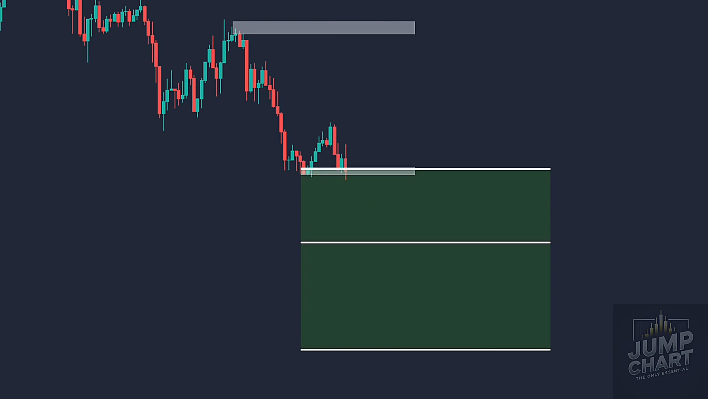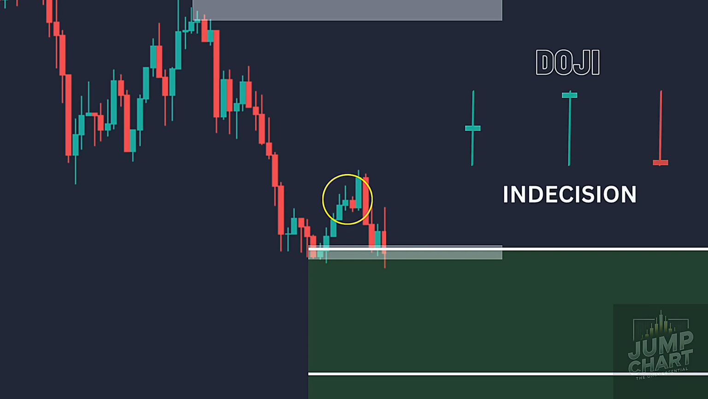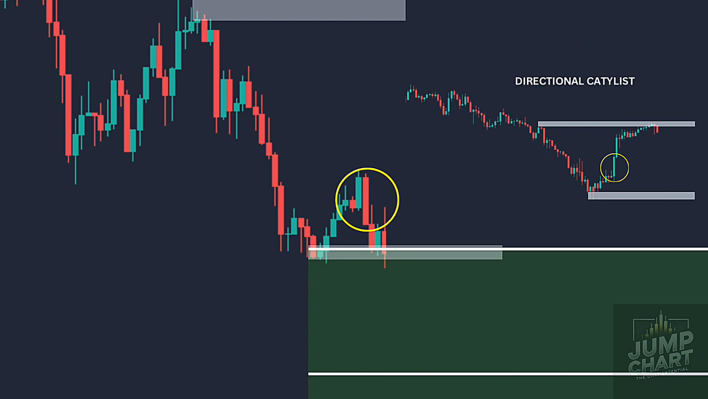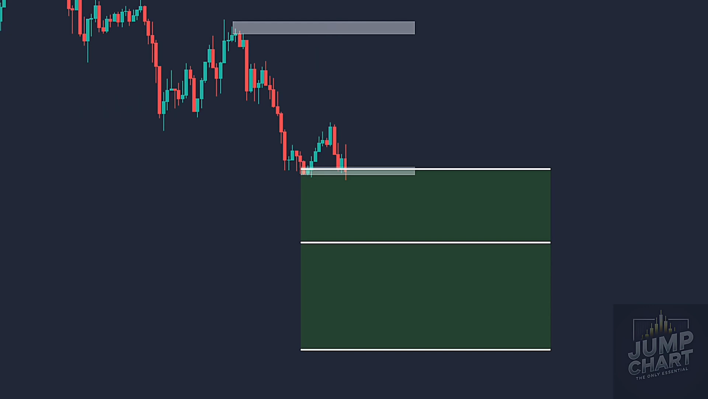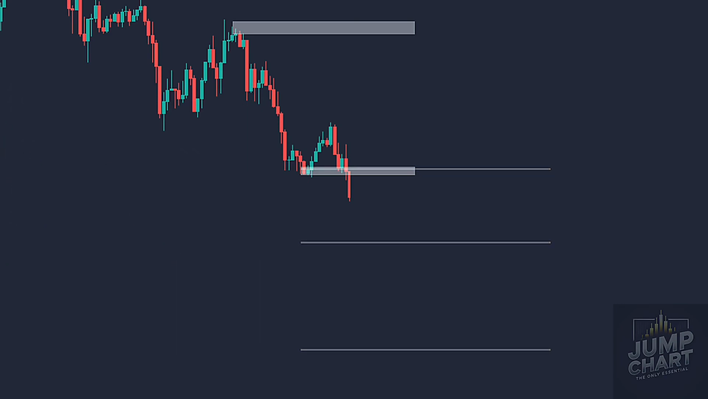We see price consolidating inside the zone, followed by a doji candle identifying indecision, and then a large red candle follows this, being our directional catalyst. This signals the potential beginning of the move, as then a second large red candle breaks and closes below the major support. The green trading zone is now active.